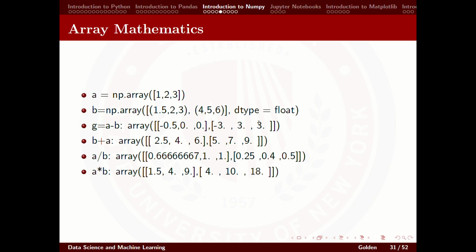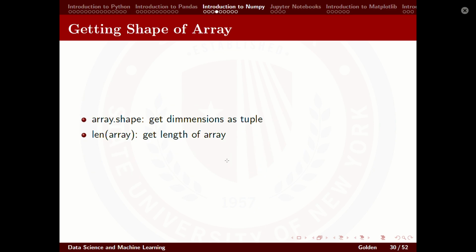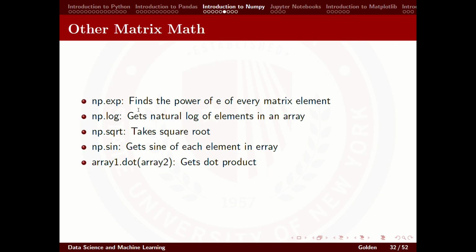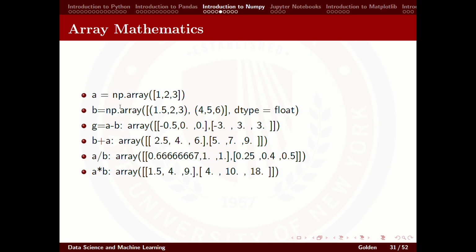So you can think of this as kind of like vector addition to a matrix. You can also add the vector to the matrix, which adds the row to each of the rows of the matrix. You can also divide. You can also multiply. So these are all things you can do with a vector and array. You can also do other matrix math. You can also do matrix multiplication. You can also do dot products, np.dot.